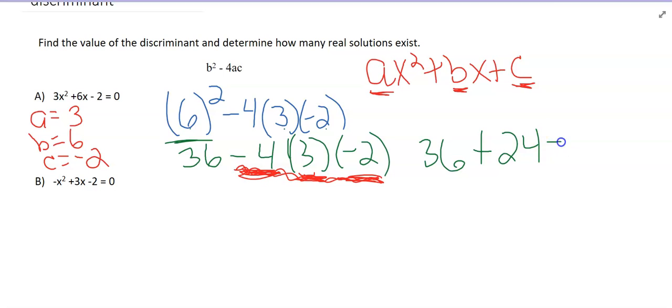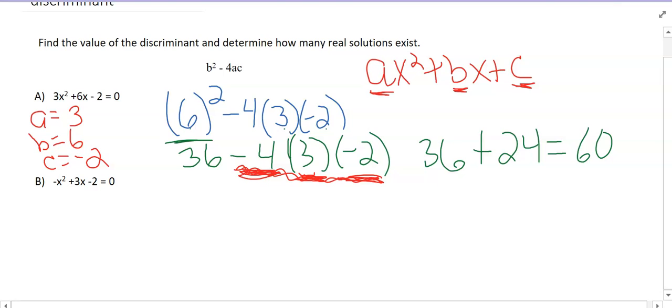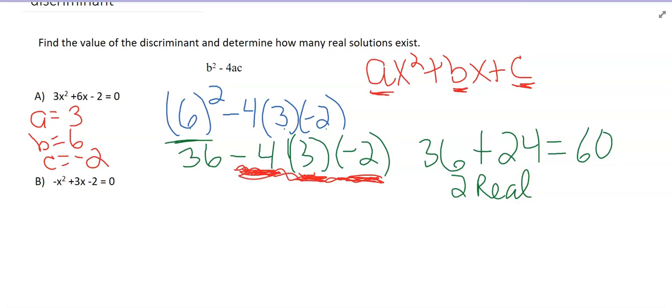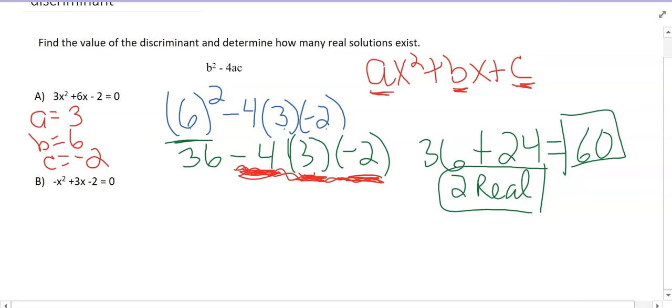So the end result now is addition and subtraction left to right. I end up with the value of 60. Since my value is greater than 0, that means there are two real solutions. So here's my value, and here's the number of solutions.